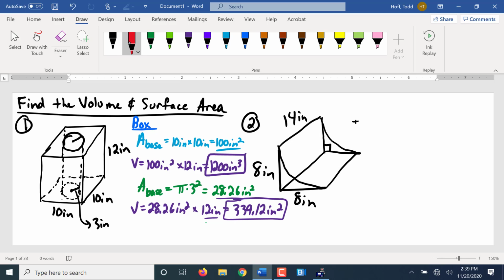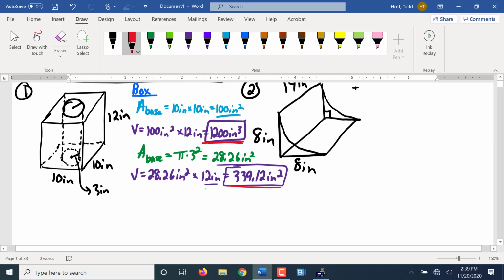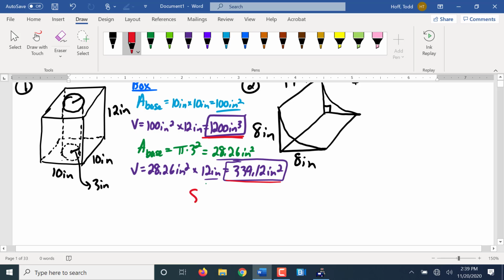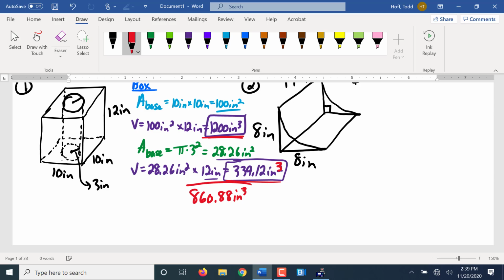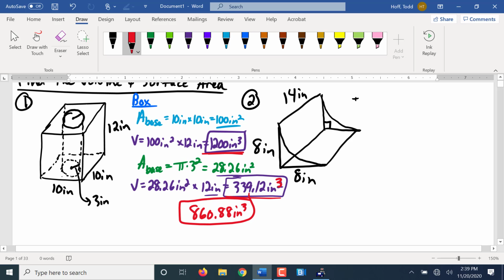And now we're going to subtract. The whole box of 1,200 minus the hole of 339 gives us, perfect, 860.88 cubic inches of volume. Not so bad. Just combining a couple of things. The hard part is seeing it and being able to put it together.